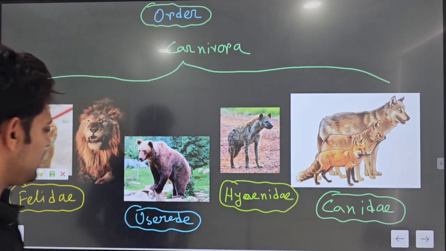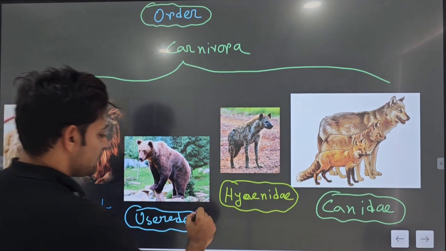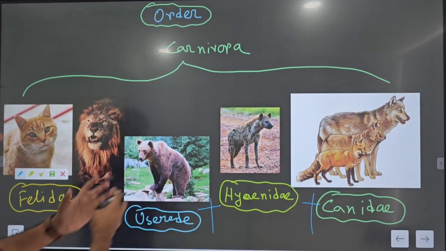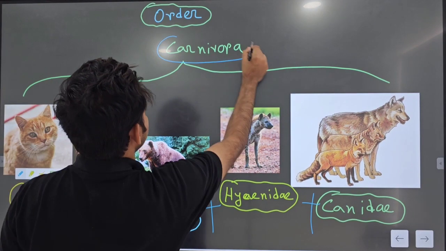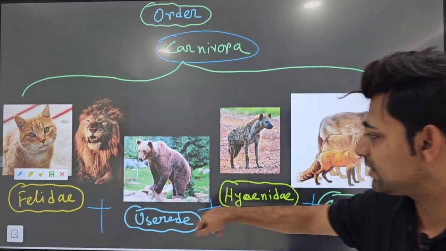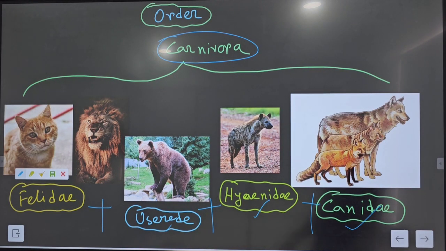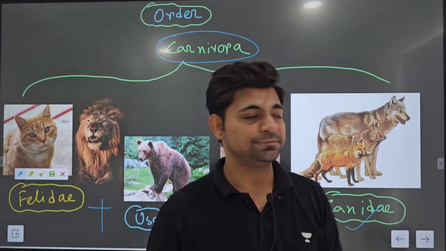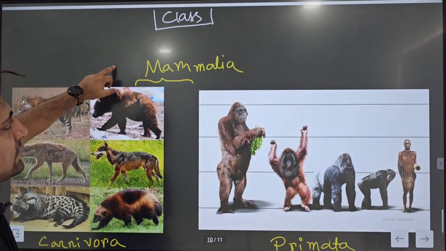What is an order? We have kept different families: family Felidae, family Ursidae, family Hyenidae, family Canidae. All these animals together, if you keep them under the same group, same umbrella, that will form the order Carnivora, because they all are flesh eaters, they have some level of similarities. So all these families belong to order Carnivora. So what is order? A group of similar families.